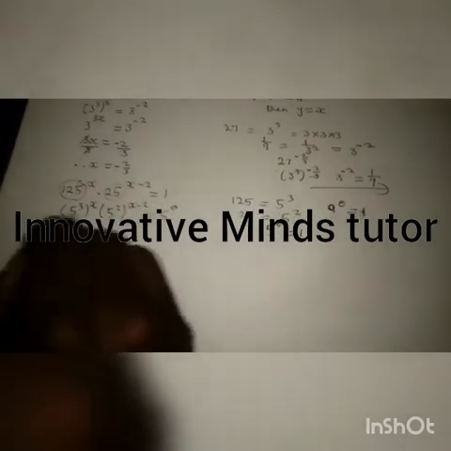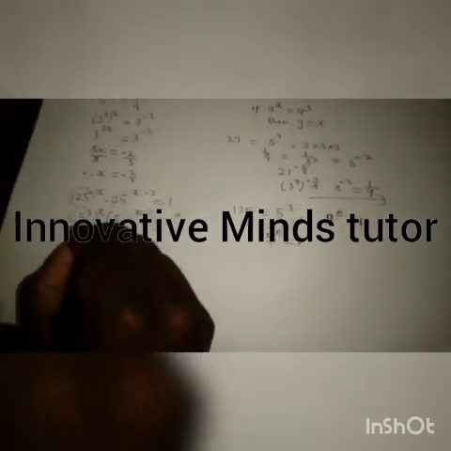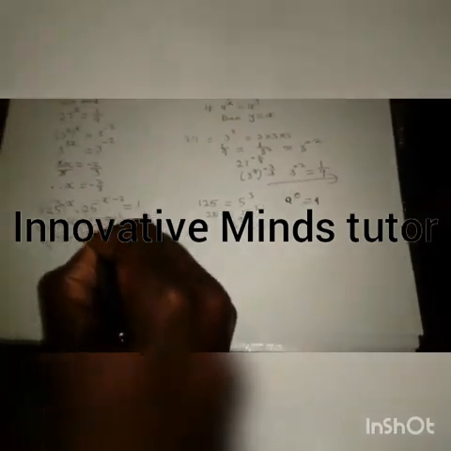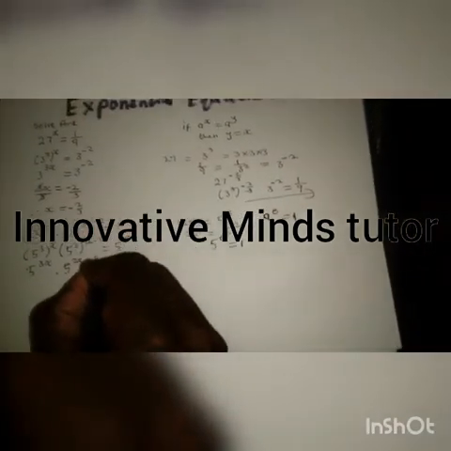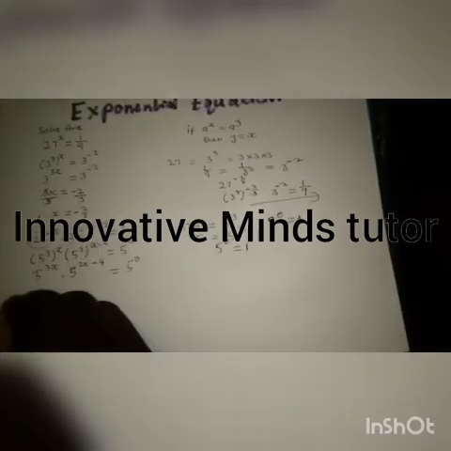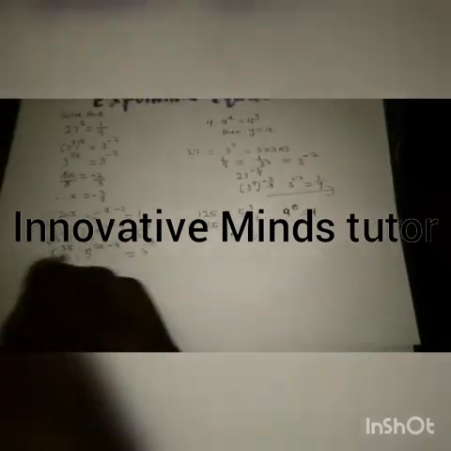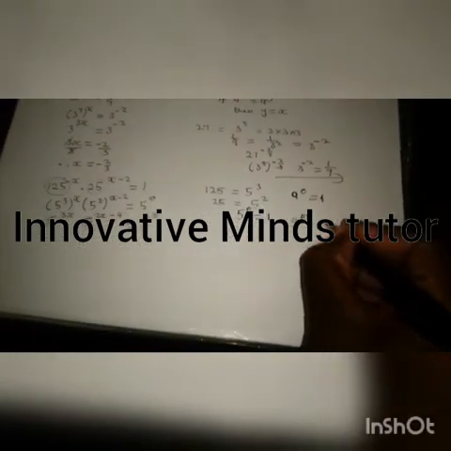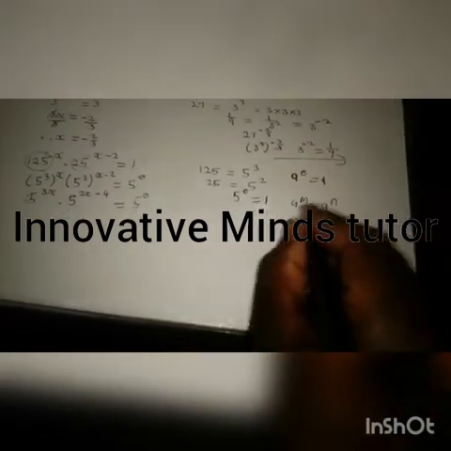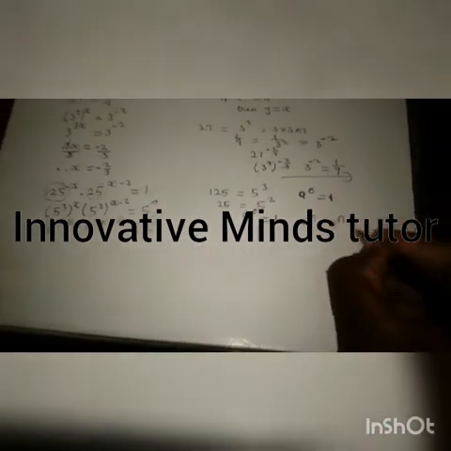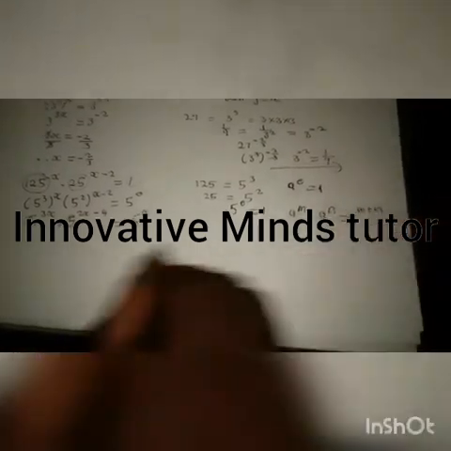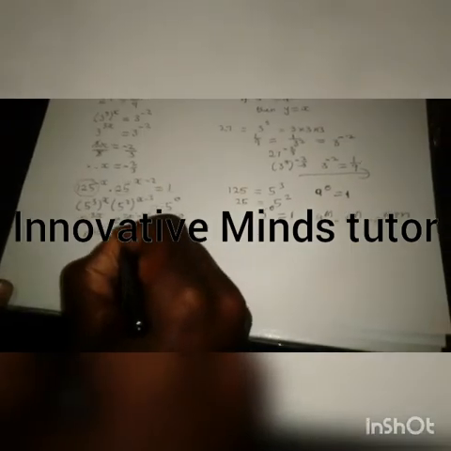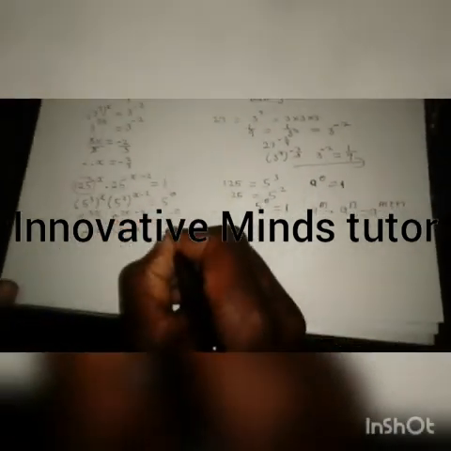Then let's simplify the left hand side. This will be 3x, and 2 times x becomes 2x. 2 times negative 2 becomes negative 4. Then 5 to the power of 0. According to the laws of exponents, when we have a to the power of m and a to the power of n, when the bases are the same, what do we do? We add the exponents, so it will be m plus n. Similarly here it will be 3x plus 2x minus 4 equated to 5 to the power of 0.